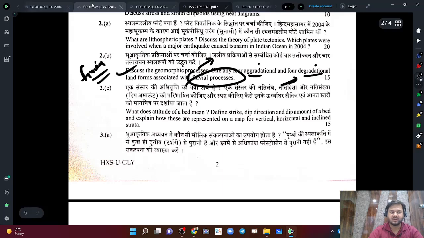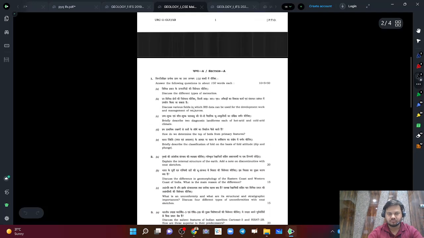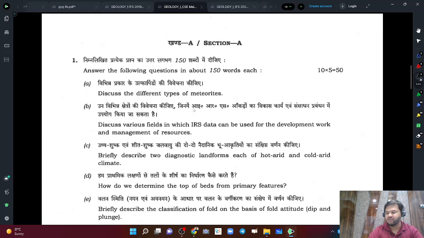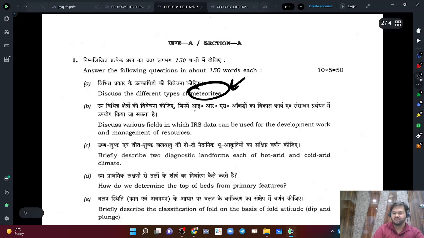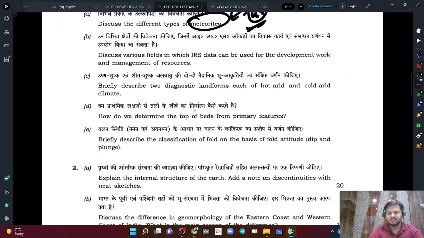If you want, we can take a few more papers, like maybe this paper. So this is the 2022 IFS examination. Here, if you are paying attention, you must have seen that they are asking this meteorite question almost every year, right? In one form or the other. This is from general geology. So we have covered it quite in detail. From this chapter, they have not asked much.